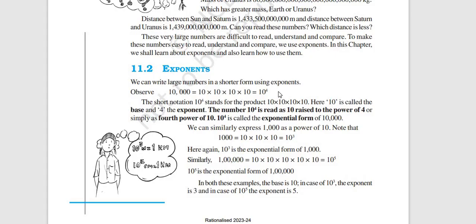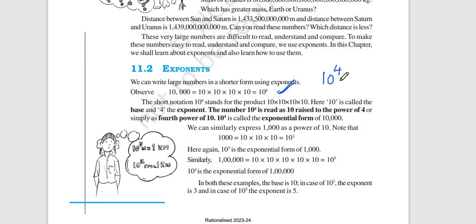Look here, the number 10,000 is there. This 10,000 can be written as 10 multiplied by 10 multiplied by 10 multiplied by 10. How many times have we written it? 4 times. That is equal to 10 to the power of 4. How to write this number? Here, 10 to the power of 4.